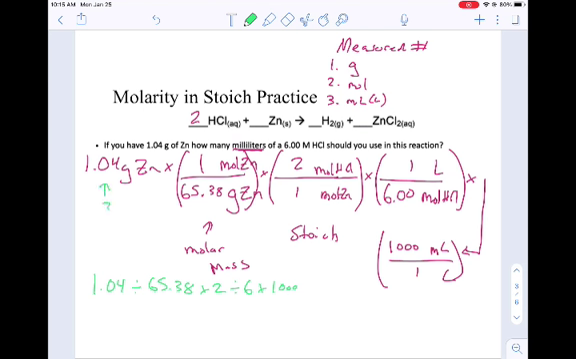And since this number is only 3 sig figs, I'd round my final answer to only 3 sig figs and then label it with the dimension as well as the chemical substance. And that is how to do molarity practice for you.